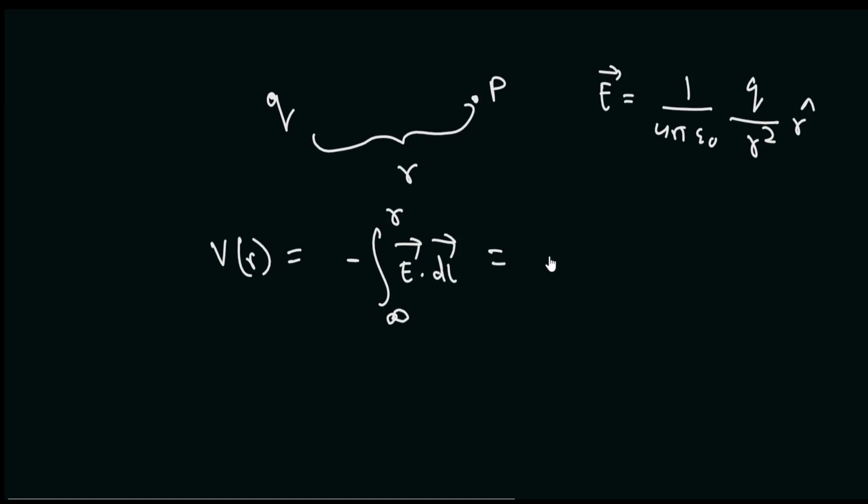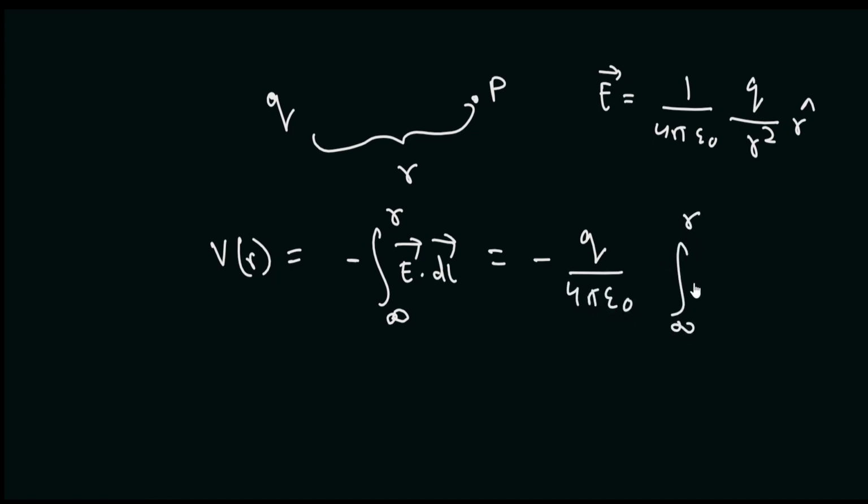So we can write this equation. We can take the constants outside. So it will be, we will take the charge q outside, 4 pi epsilon naught, integral infinity to r, 1 divided by r square dr. Since we will make use of spherical polar coordinates, the line element in spherical polar coordinates along r will be dr r cap, and E dot dl will be equal to this.